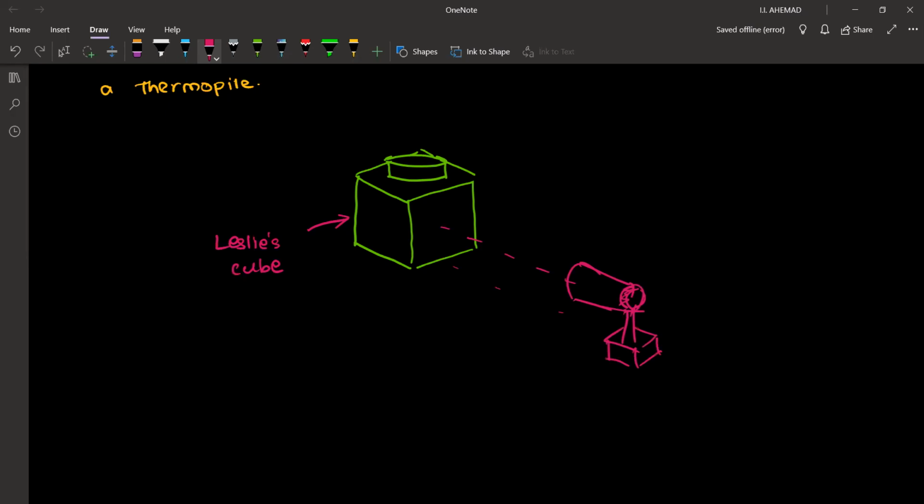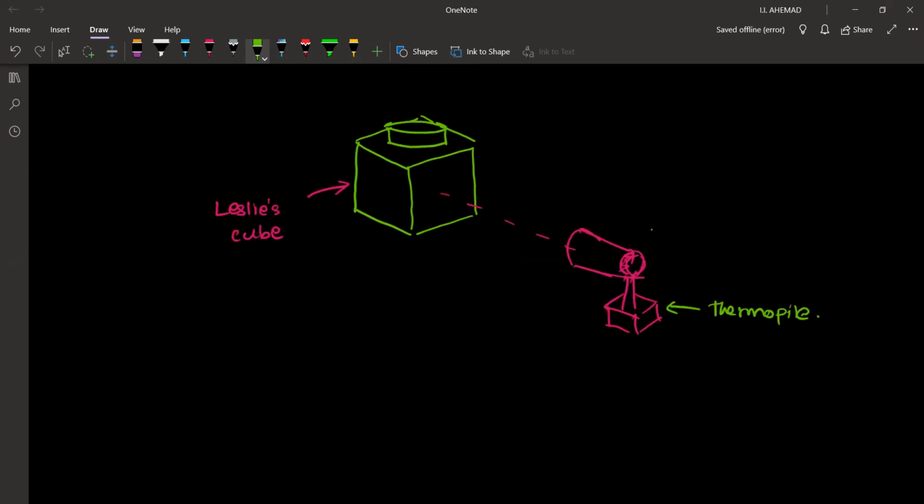So this is a thermopile. Thermopiles are made up of what we call thermocouples. So what's a thermocouple? A thermocouple is a measuring device. We can measure temperature, or a temperature difference, by measuring the current.